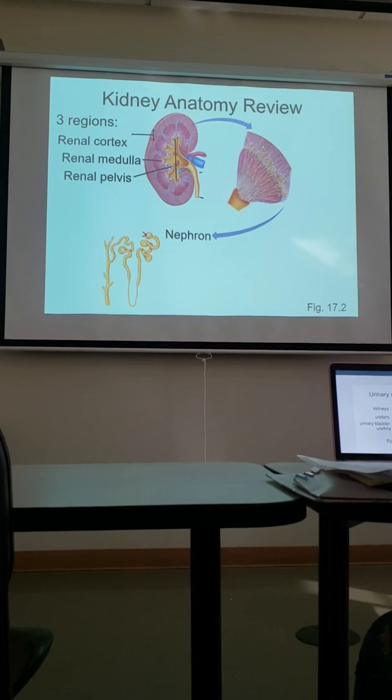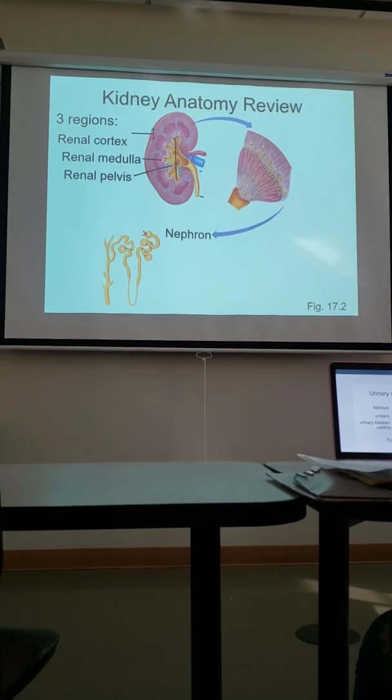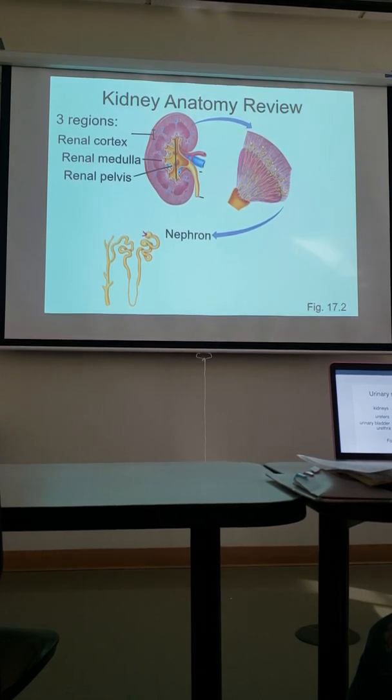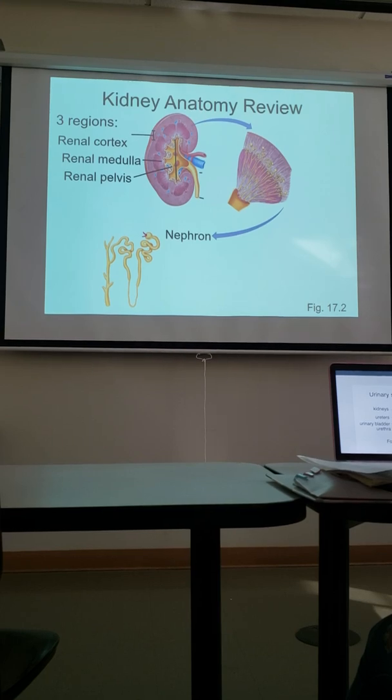And the nephron is where we're going to spend all of our time today because it's this nephron that's going to be doing all the filtering of the blood and all the making of the urine. So imagine you've got these little nephrons in each kidney, and each nephron is filtering blood and making urine.